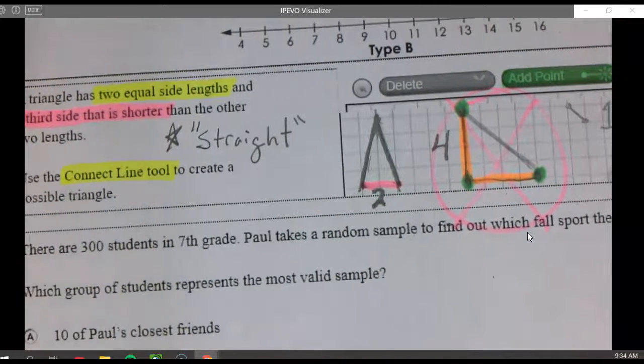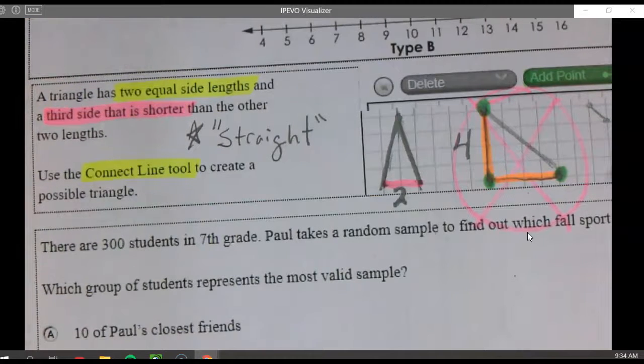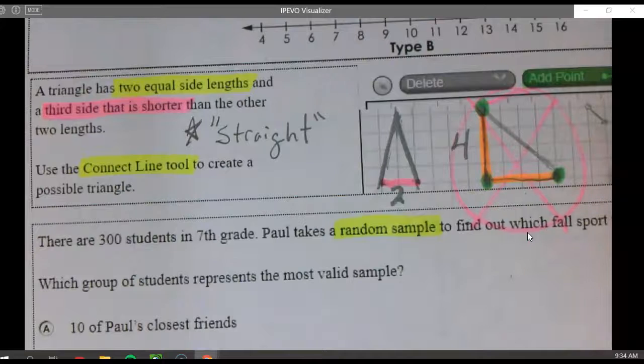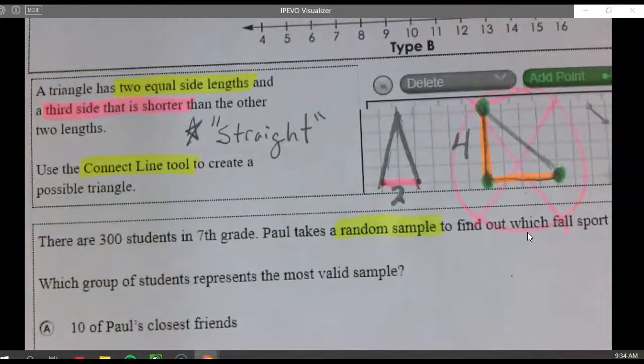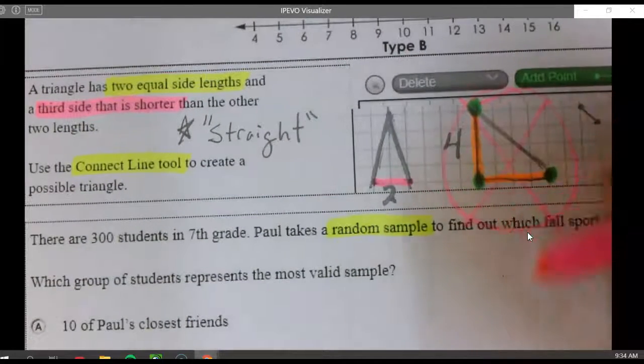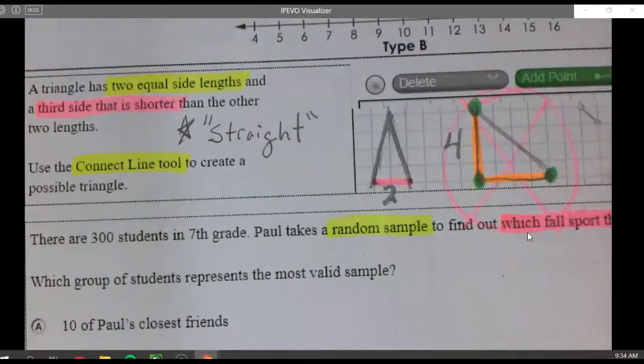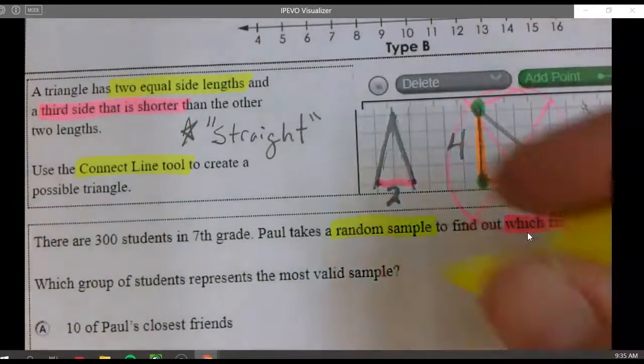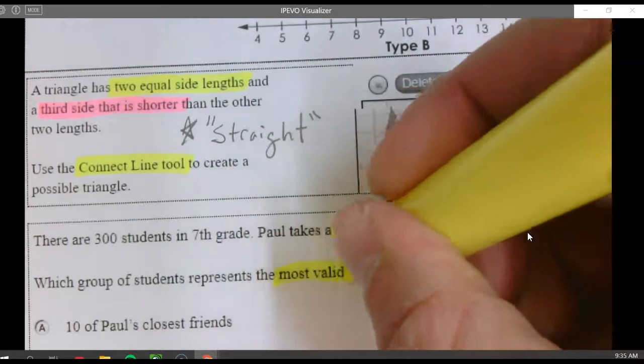When you look at the next one, it says there are 300 students in the 7th grade. Paul takes a random sample. Remember, we highlighted random sample earlier, so we should probably sample. To find out which fall sports the students in 7th grade prefer. So here's our question. Which fall sports do students in the 7th grade prefer? I'm actually going to highlight that pink since it's already kind of highlighted pink. To find out which fall sports the students in 7th grade prefer. Think to yourself, what would make this fair? What would make this valid?